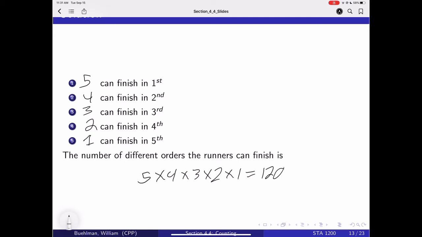And when we have this type of multiplication where it decreases by 1 each time, we have a special notation for that. That's this exclamation point that we call factorial. So 5 factorial just means 5 times 4 times 3 times 2 times 1.